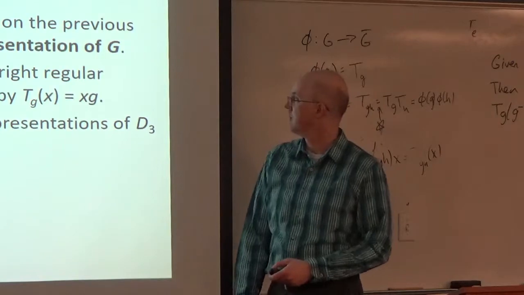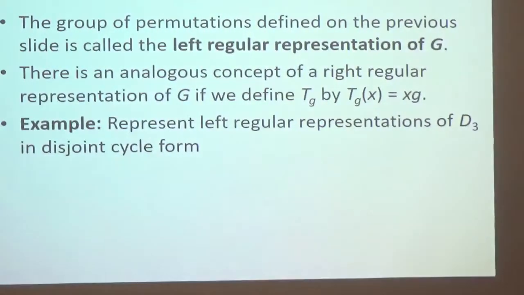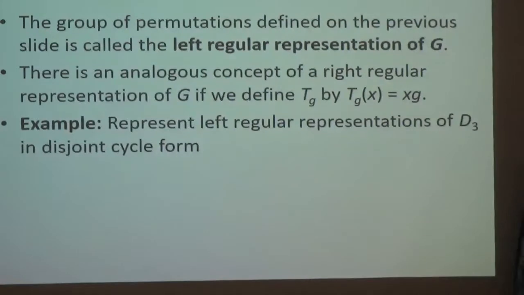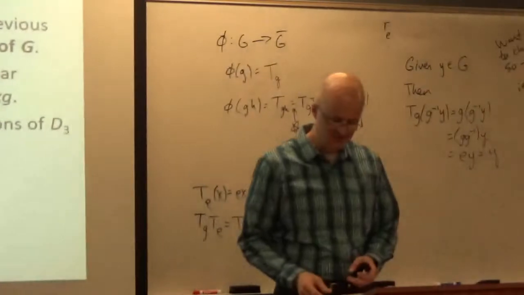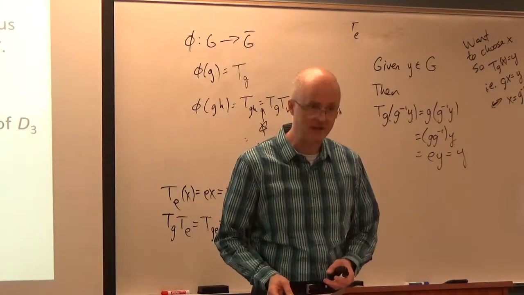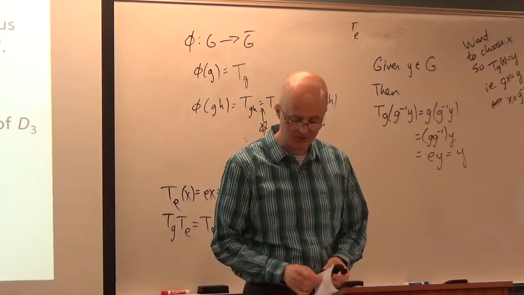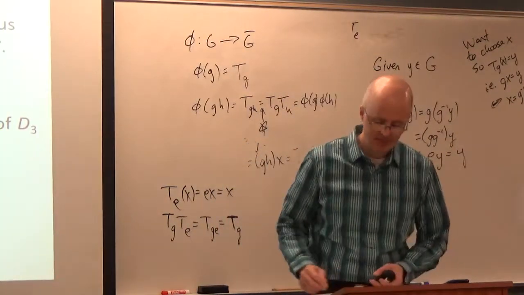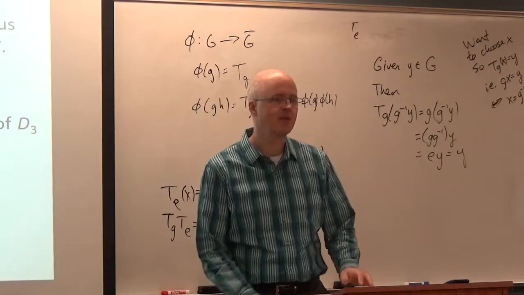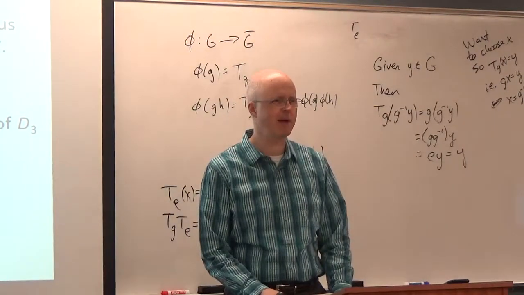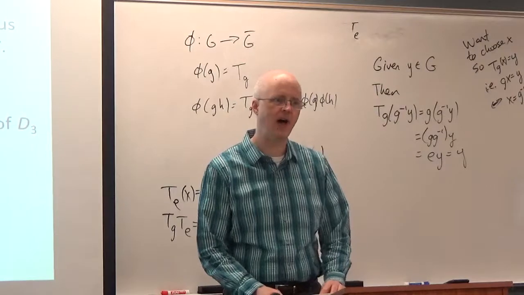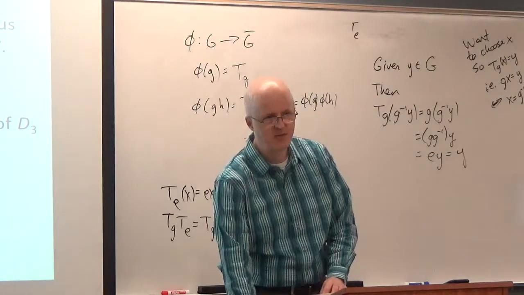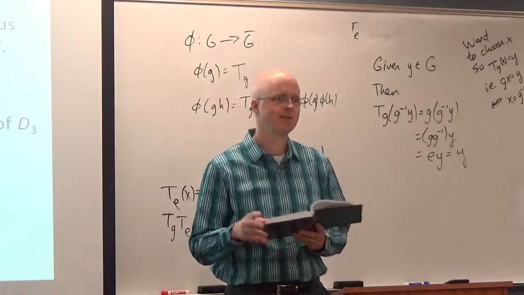As an example, we could represent the left regular representation of D3 of various elements in disjoint cycle form, which actually brings up a typo in the book that I found. I didn't notice until this morning; I wasn't reading it carefully enough. If you've got your book, open up to page 125. Maybe you noticed this example and thought it was a typo, but thought no, the author couldn't possibly make a mistake. No, authors make mistakes, just like I do. They don't always catch their mistakes.